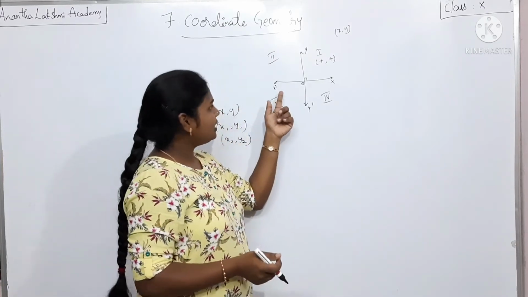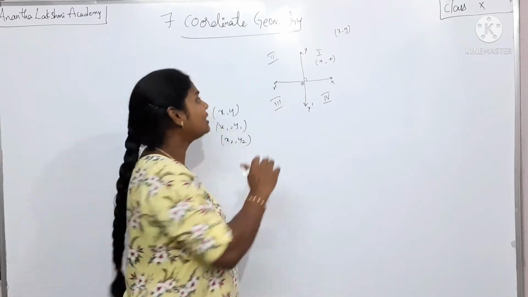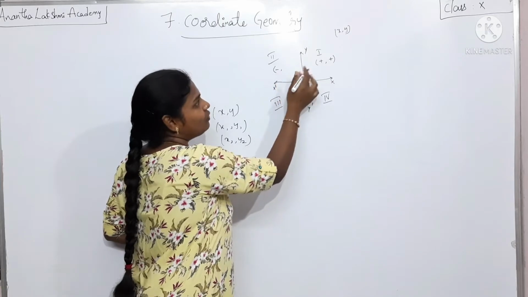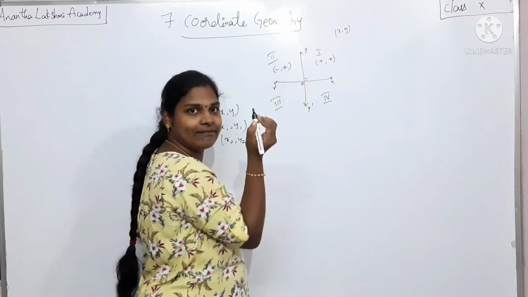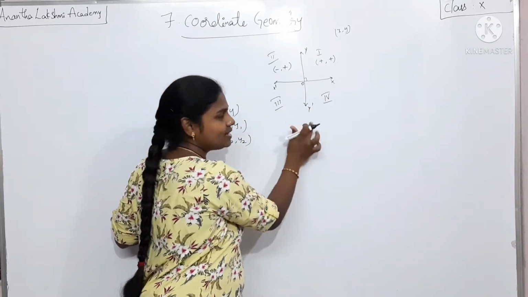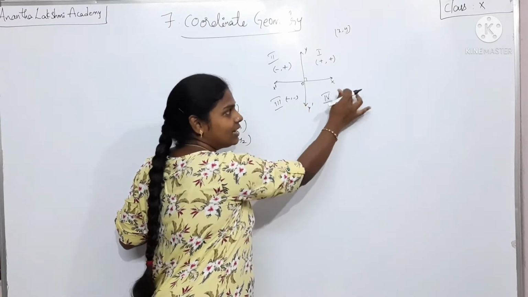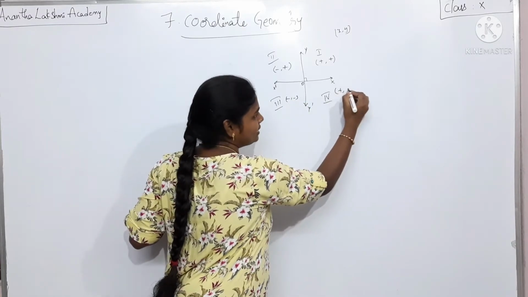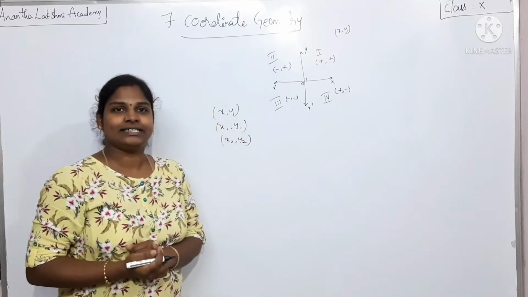So if you observe here, x dash we have. What is the sign of the x dash? Negative, right? And what axis we have? Y. So this is going to be positive, isn't it? So here if you observe in the third quadrant, this is x dash and y dash. Both are negative. And in the fourth quadrant, x is positive and y is negative, isn't it?